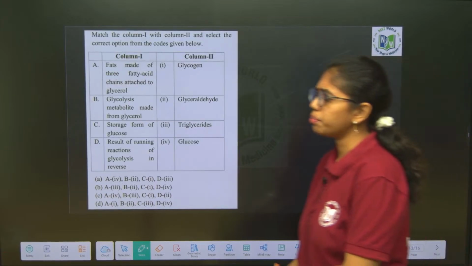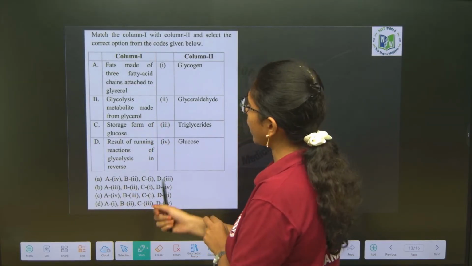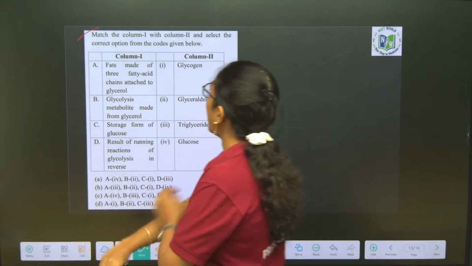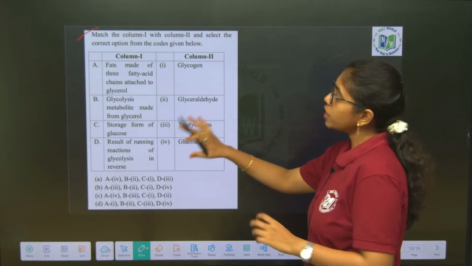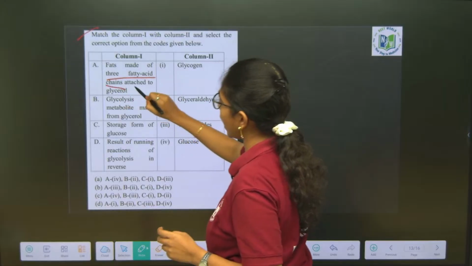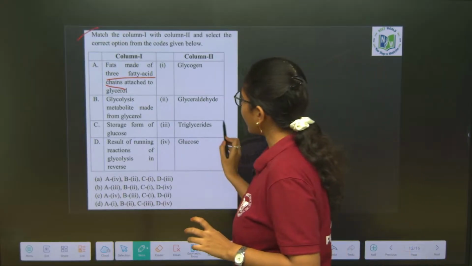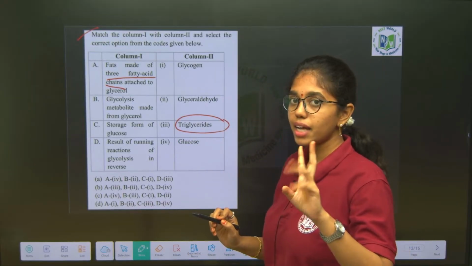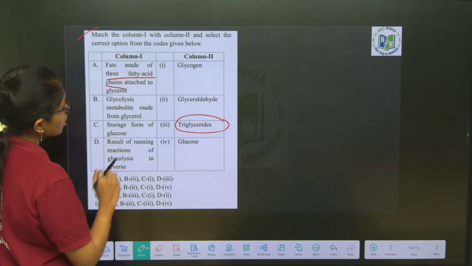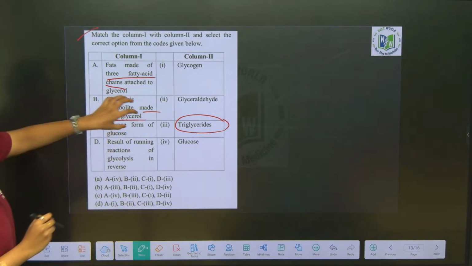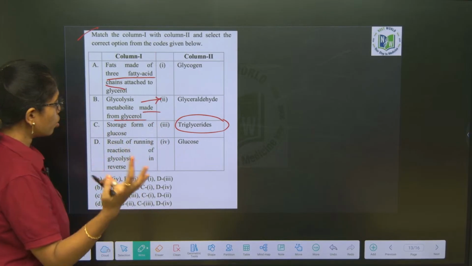This question you see is very simple and easy. It is also connected with biomolecules, so look into that keenly. Match column 1 and column 2 and select the correct option from the codes given below. Fats are made from 3 fatty acid chains attached to glycerol. If 3 fatty acid chains are attached to glycerol, we call it triglycerides. If 2 fatty acids are attached, it is diglycerides. B, glycolysis metabolite made from glycerol. It is from glyceraldehyde. So B is 2.